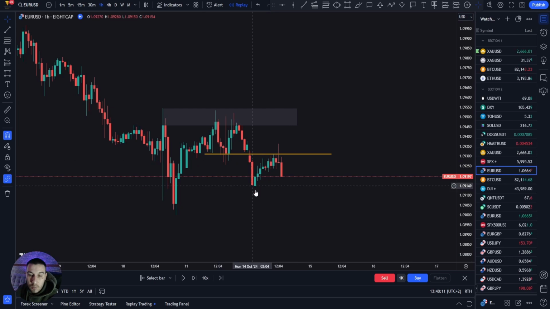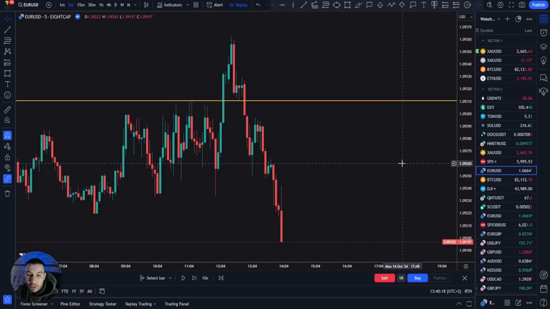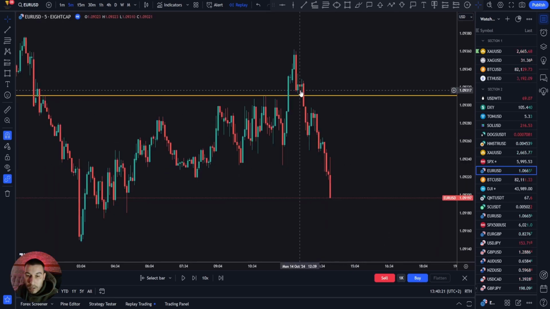But instead of that, we see that we have a continuation to the downside, so we can now drop to a lower time frame, the 5-minute chart, and we can see where that breakout occurred.